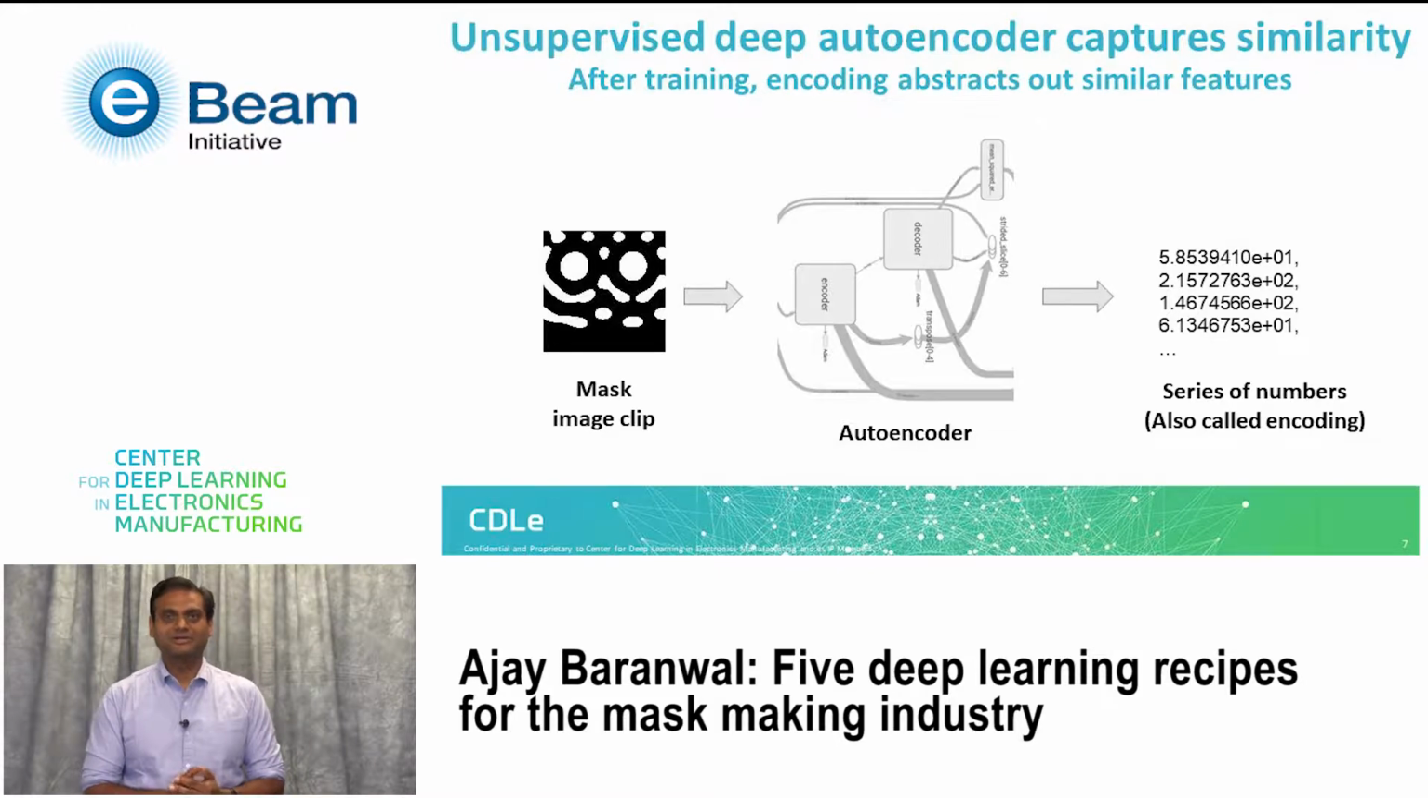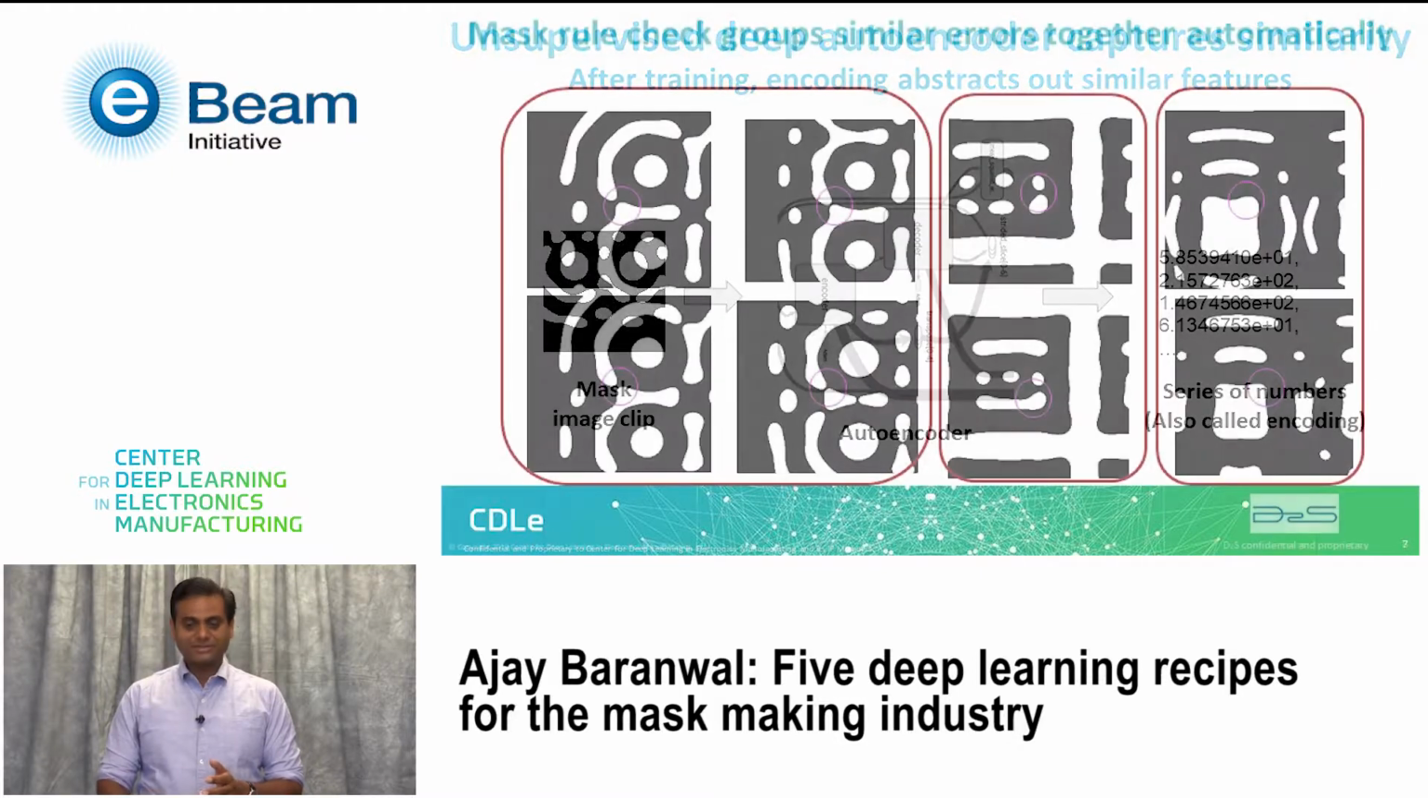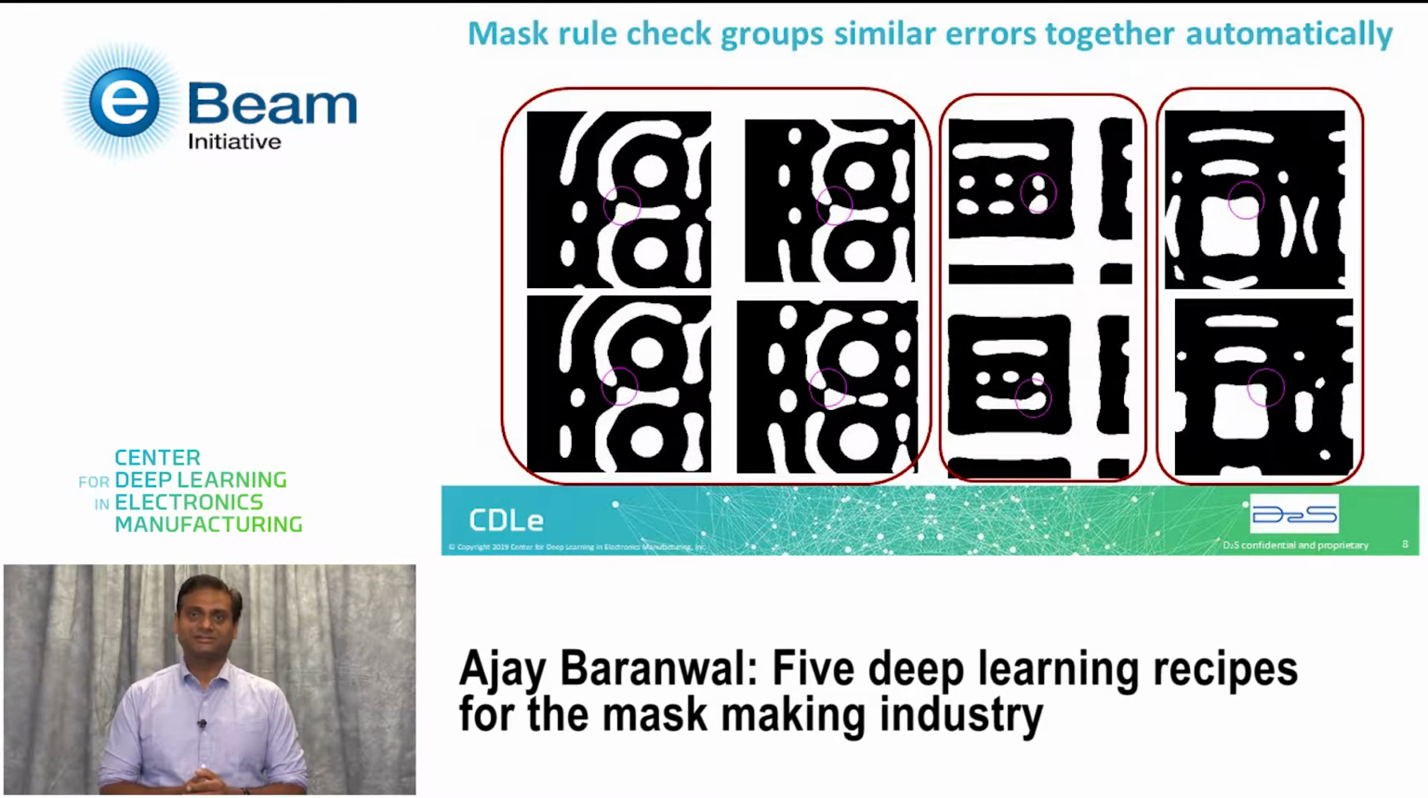In order to capture the similarity, autoencoders are a great technique. They have been there for a long time, and they are used to reduce the dimensionality of the numerical representation, and also to capture the similarity of the input data. For example, in this case, on the left image, I have taken a mask image clip and pushed it to the autoencoder, and then I get a vector which has a series of numbers, also called embedding or encoding. Using those encodings we have been able to group these errors very nicely. As you can see, out of those 8 images we have 3 different groups. So that was pretty promising.